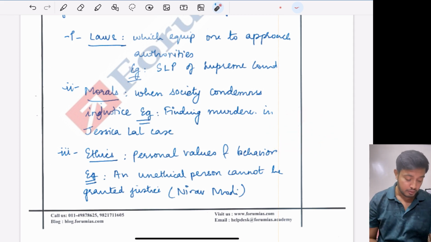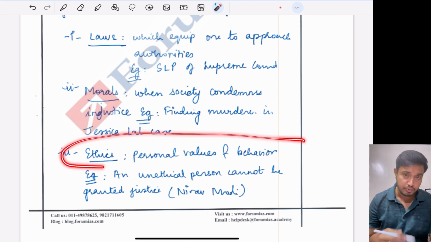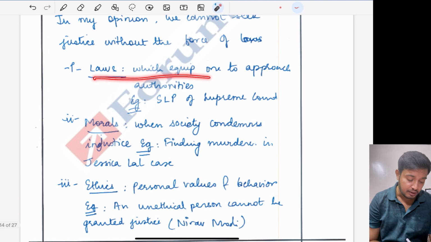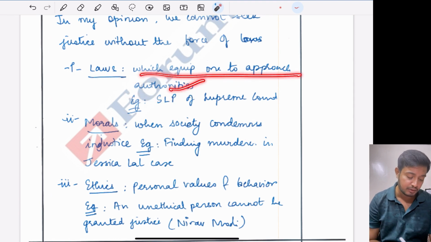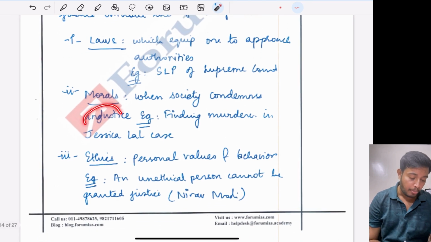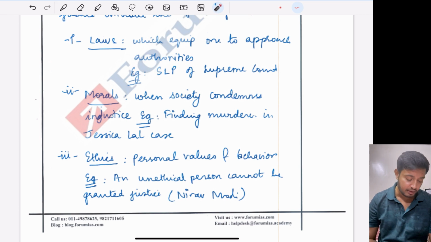So this is what I'm trying to make you understand. Whenever you want to write in a crisp manner, you have to write multiple times and develop that habit. It doesn't come straight away. Just see how she's structuring the arguments. Laws which equip one to approach authorities. She's not explaining laws. She's explaining laws which equip one to approach authorities. Morals when society condemns injustice. So this injustice, authorities, such specific words she's using and straight away finishing the argument.